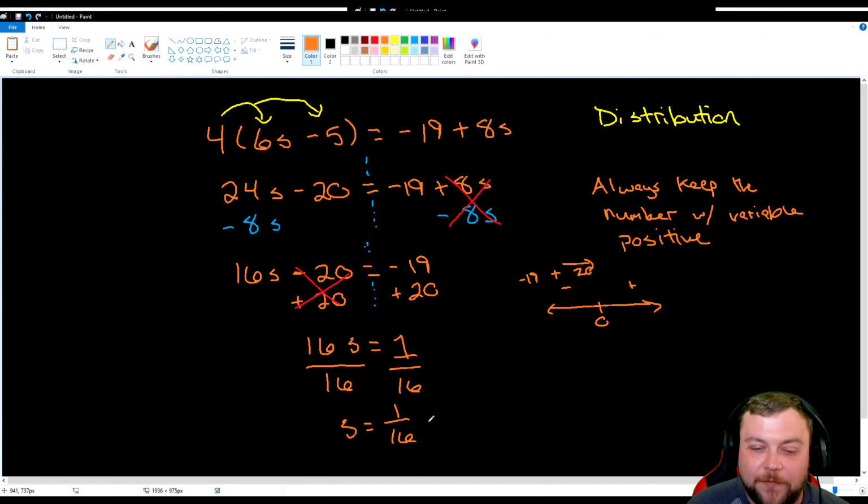And like I've said before, if your homework or your teacher wants you to have your answer in decimal form, go ahead and round it to whatever decimal they are requiring you to. So you just type that into your calculator, 1 divided by 16, and see what your decimal is.